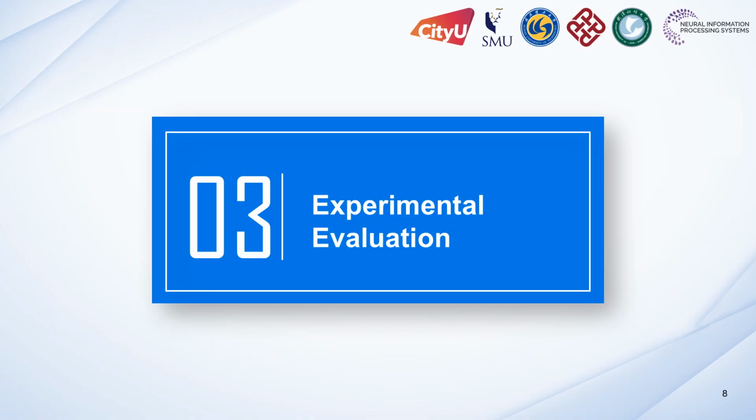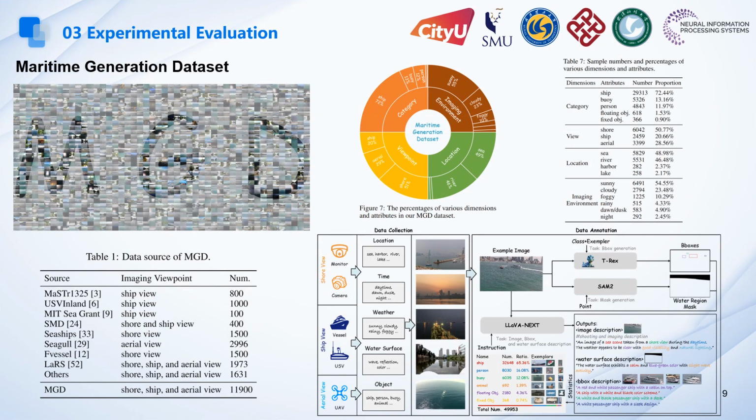Next, let's move on to the experimental evaluation. To advance research in this field, we created the Maritime Generation Dataset, MGD. It's the first dataset specifically designed for maritime image generation. MGD contains 11,900 samples gathered from multiple sources and devices.